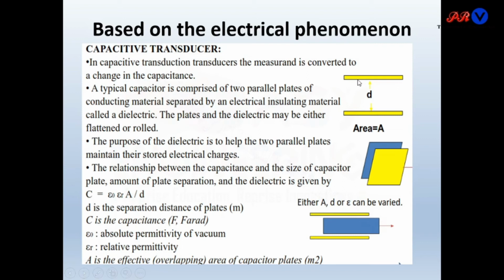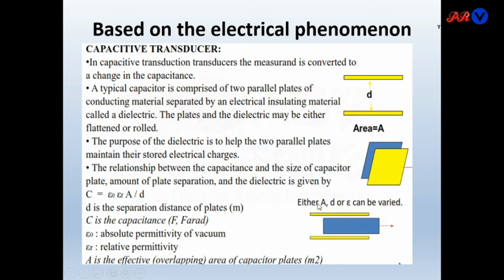So what is a capacitor? A capacitor is two conductors separated by some dielectric. This dielectric is used to maintain the stored electrical charges. The relationship between capacitance and the size of the capacitor plate is given by C equals epsilon naught epsilon r A by D. D is the separation distance of plates in meters, C is the capacitance in farads, epsilon naught is the absolute permittivity of vacuum, epsilon r is the relative permittivity, and A is the effective overlapping area of the capacitor plates in meter squared.